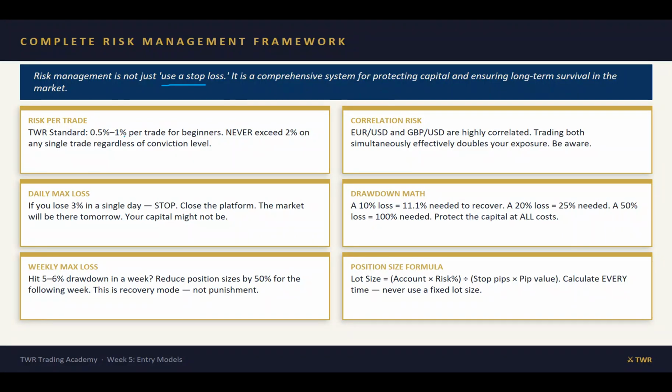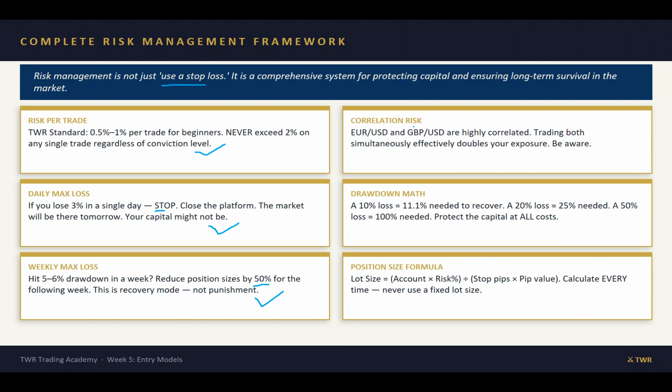So our standard risk management per trade is 0.5% to 1% per trade for beginners. Never exceed 2% on any single trade regardless of the conviction you have. Okay? The daily max loss limit is at 3%. If you lose 3% in a single day, stop. Close the platform. The market will be there tomorrow. Your capital might not. In a week, if you eat a 5 to 6% drawdown, reduce the position size by 50% for the following week. This is recovery mode, not punishment. Okay?